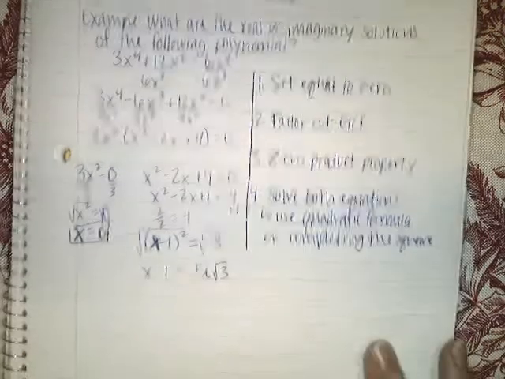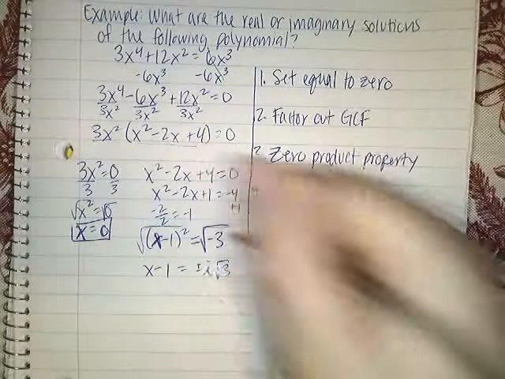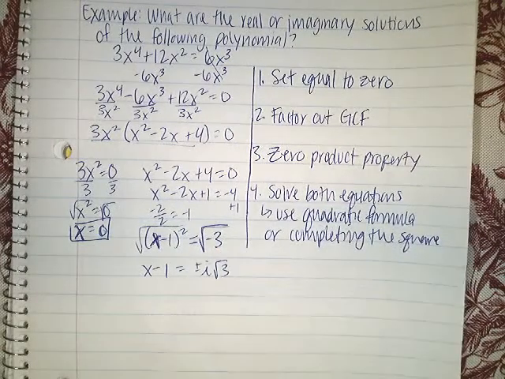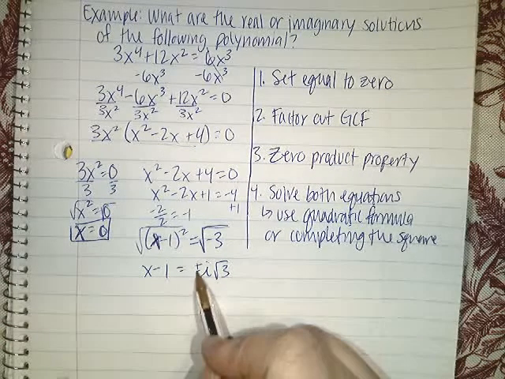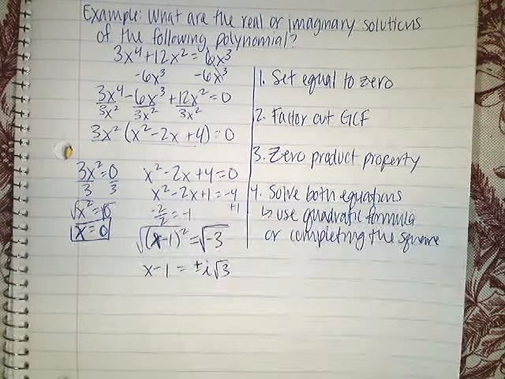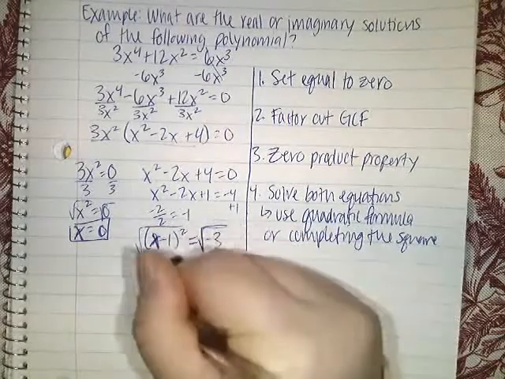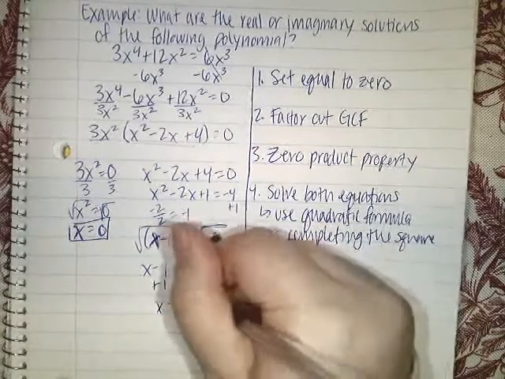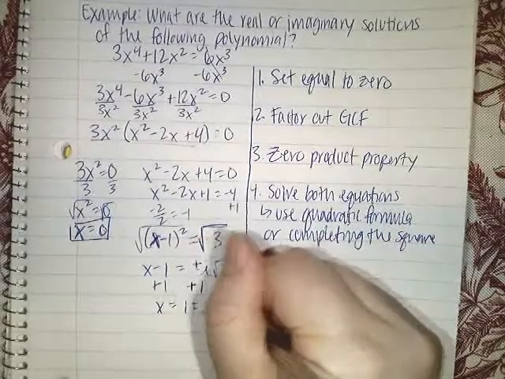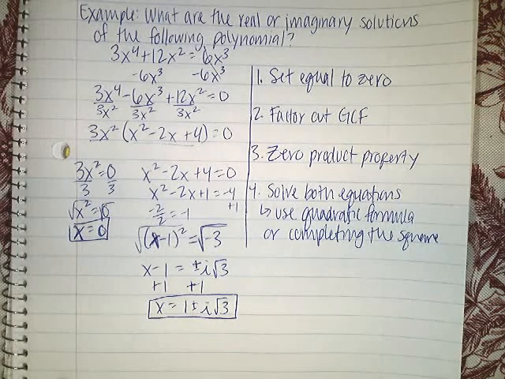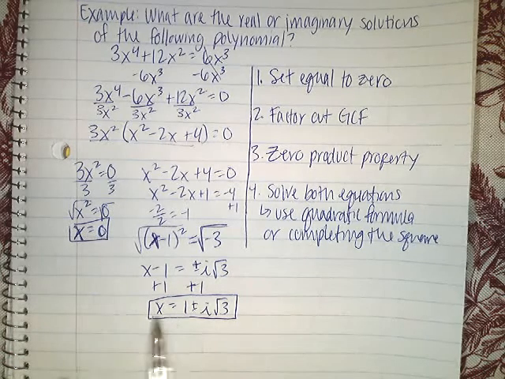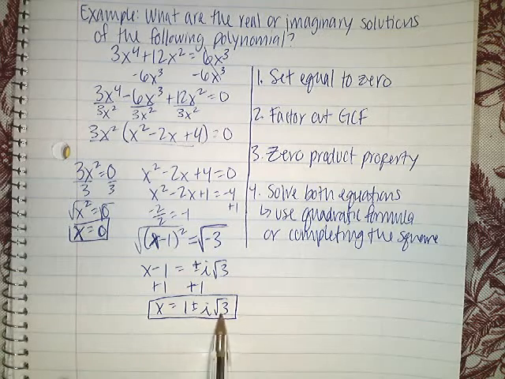So in case you're curious how I got i root 3, I had a negative number under a square root, so I know it's going to be an imaginary solution. So I take out the negative sign by putting an i in front of my radical. Again, since I took a square root, I have to put plus or minus. So my last step is to add 1 to both sides, and I get x equals 1 plus or minus i root 3, and those are my other two solutions for this quartic polynomial. So I have 0, 1 plus i root 3, and 1 minus i root 3.